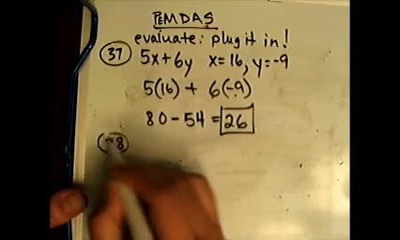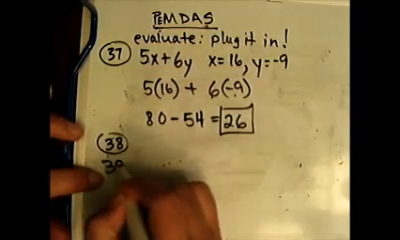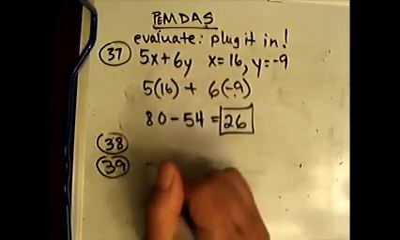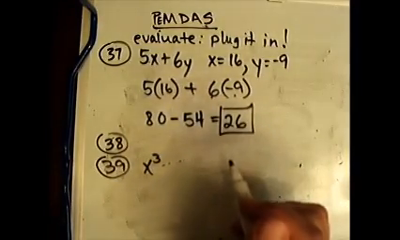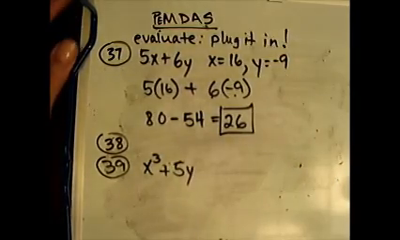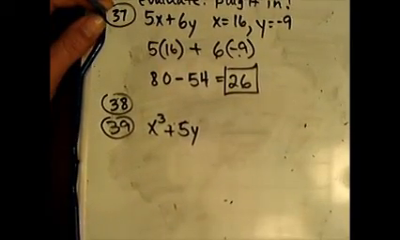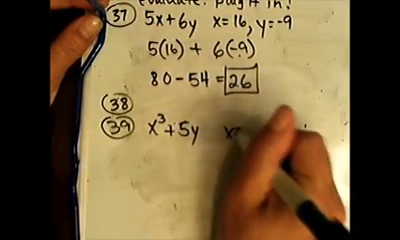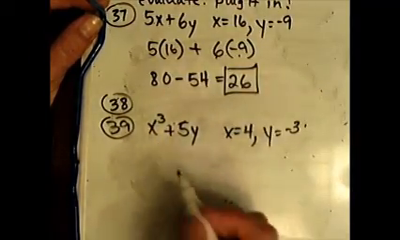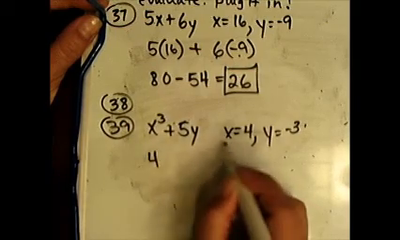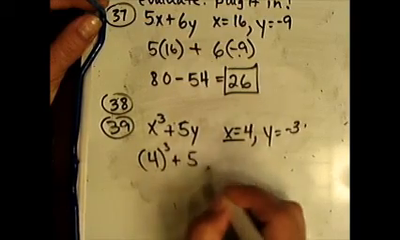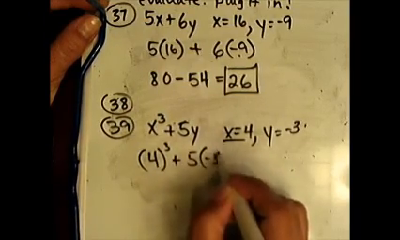Number 38, skip a space. You're doing number 38. Number 39 is the last one I'm doing with you: x cubed plus 5y when x equals 4 and y equals negative 3. Everywhere you see an x, you put a 4. So 4 cubed plus 5 times y, negative 3.